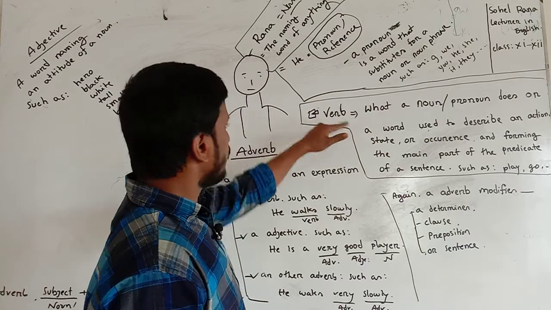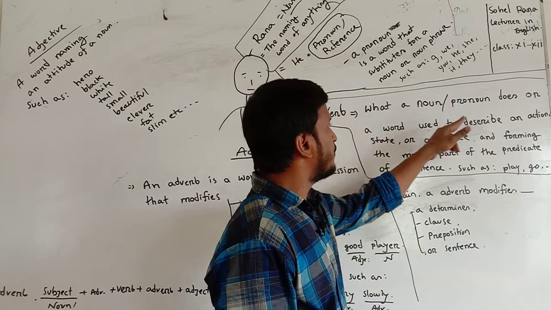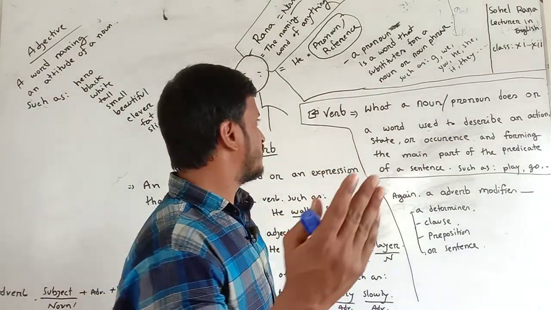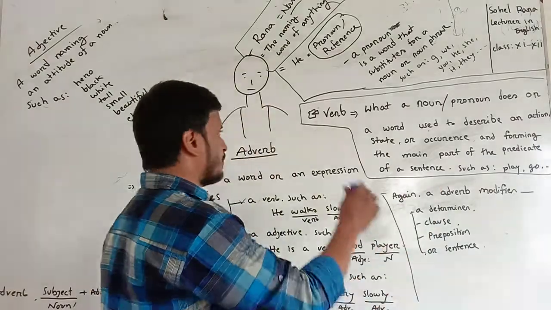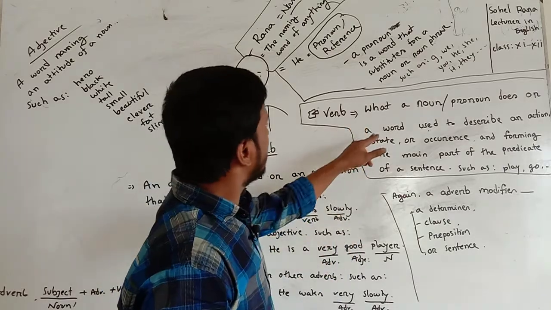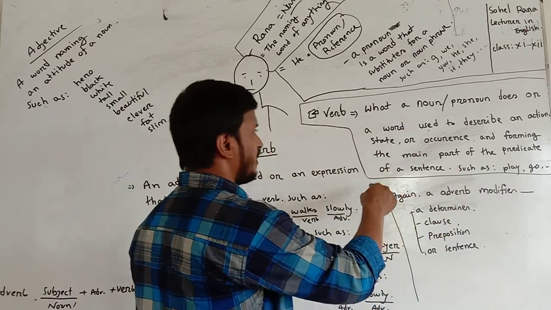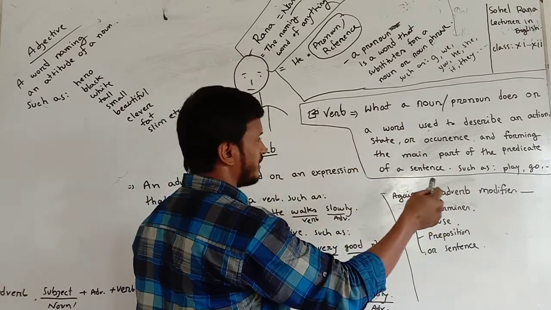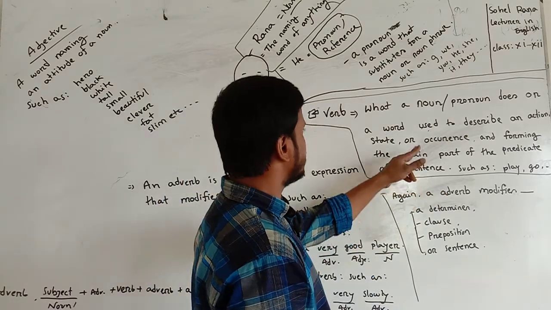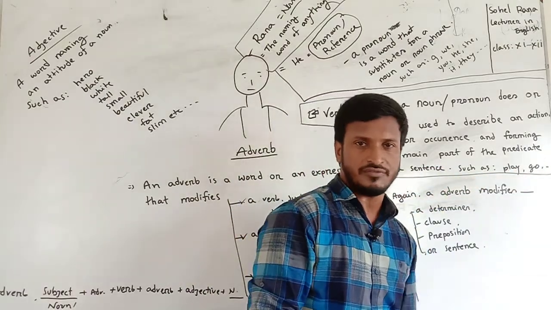Then what is verb? Verb is what a noun or pronoun does. What a noun or pronoun does is called verb. Broadly, I have also written a definition of verb: a word used to describe an action, state or occurrence and forming the main part of the predicate of a sentence. This is called verb, such as play, go, etc. are verbs.